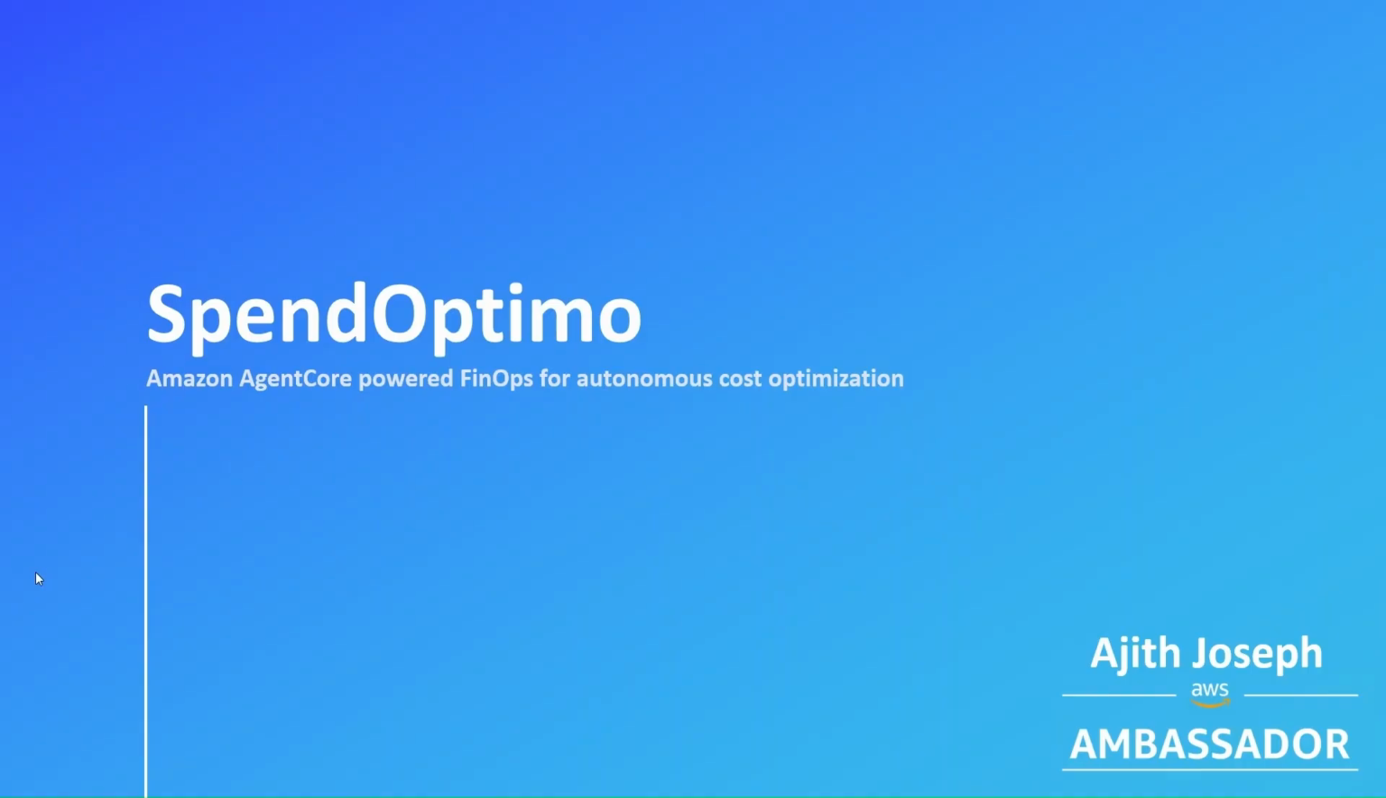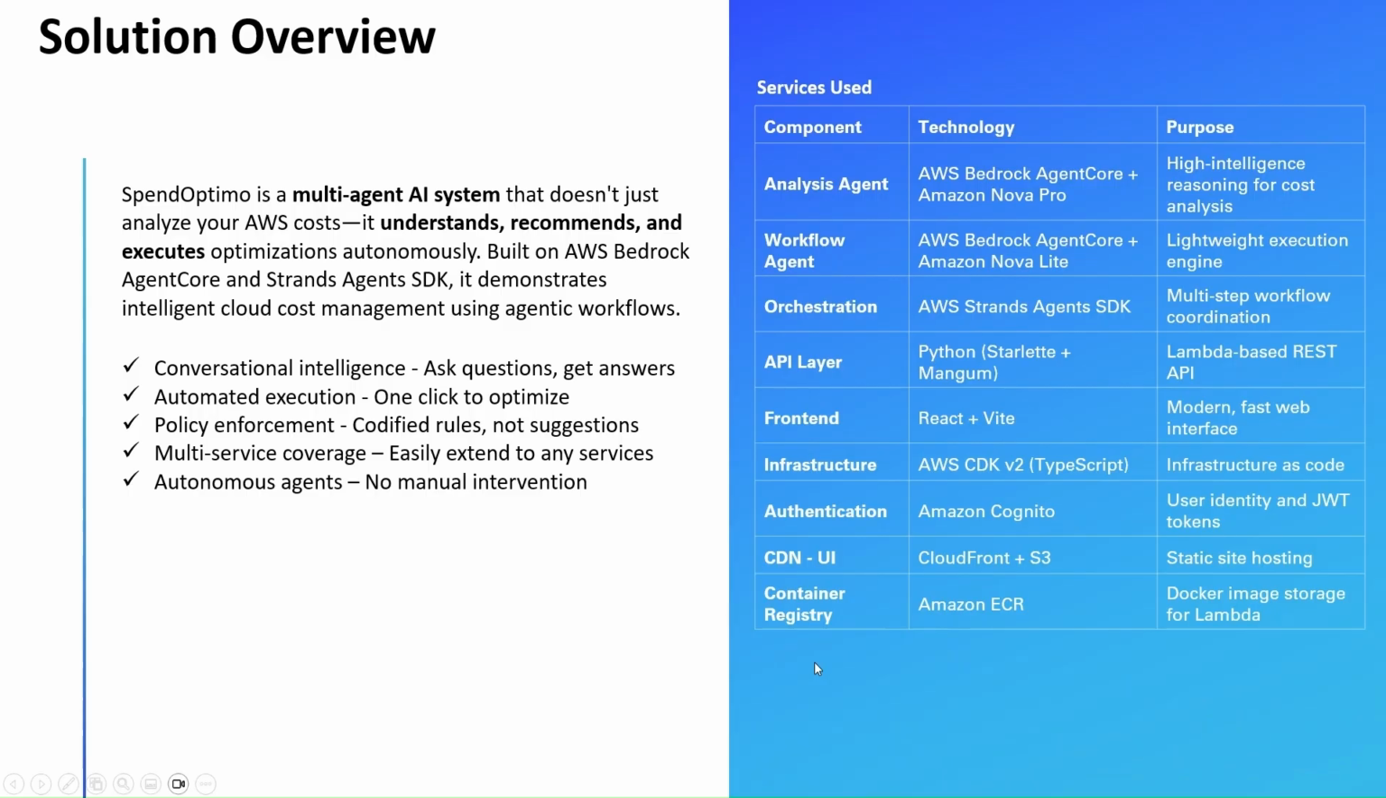Today, I have SpendOptimo, an Amazon AgentCore powered FinOps solution, which produces autonomous cost optimization. I'm really excited to share SpendOptimo as this is a truly multi-agent autonomous solution which helps organizations optimize their cloud infrastructure costs. Unlike traditional cost management tools that just show you reports, SpendOptimo actually analyzes, recommends, and executes optimization automatically.